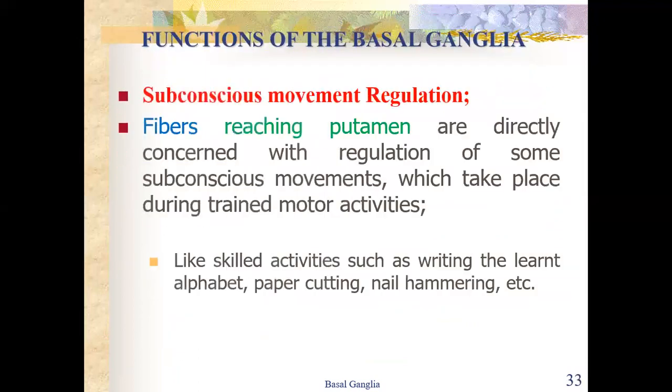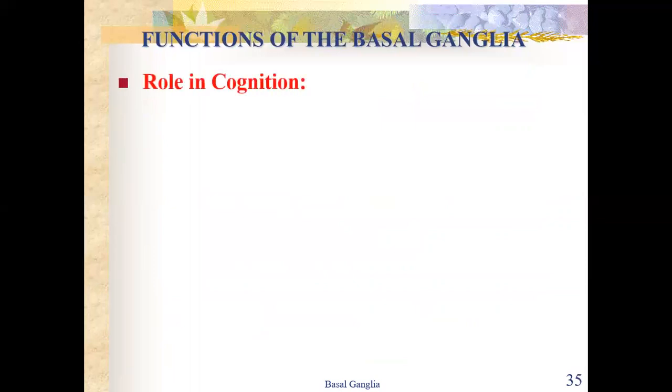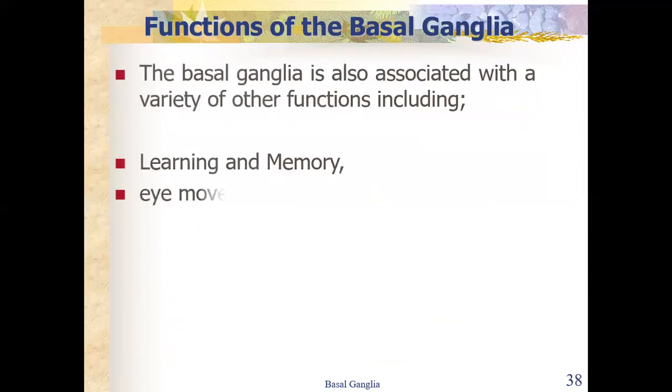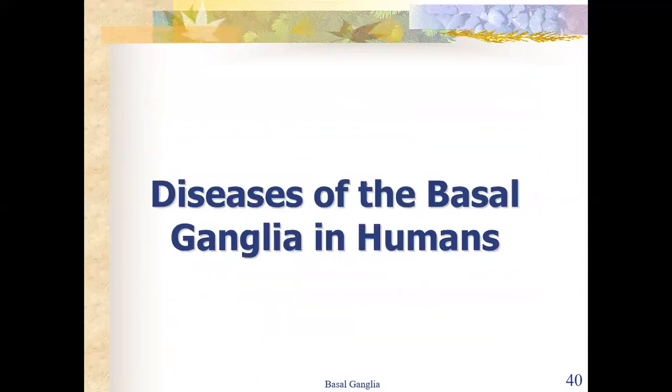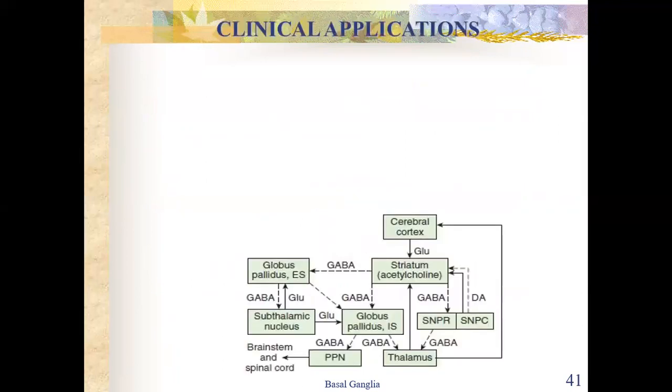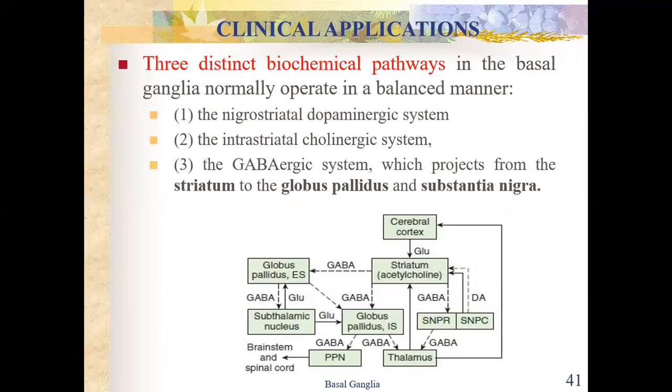So let's run to the diseases of the basal ganglia. Let's see how the inputs, the outputs and the connections within the basal ganglia, when they are disrupted, bring about the diseases of the basal ganglia. That takes us to this segment on diseases of the basal ganglia in humans. There are three distinct biochemical pathways in the basal ganglia, as we have seen in the previous slides when we were looking at the connections in the basal ganglia.